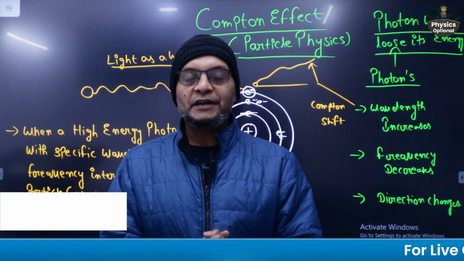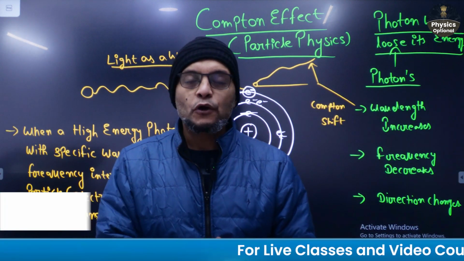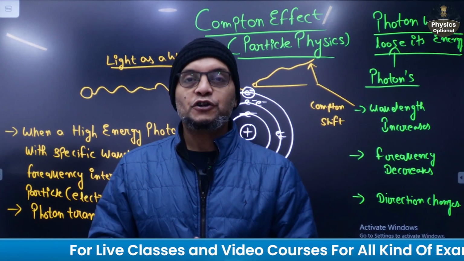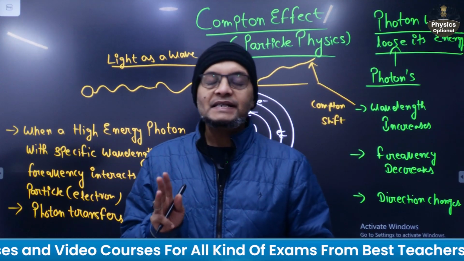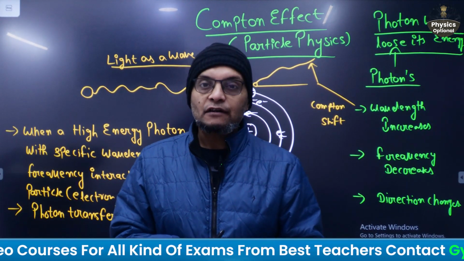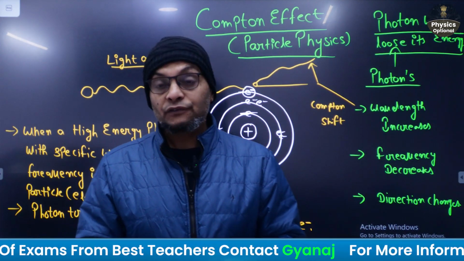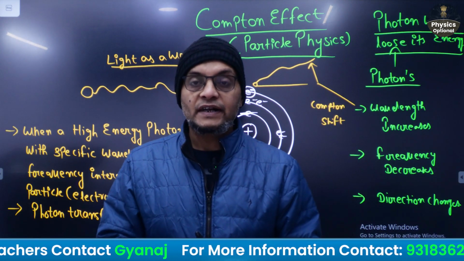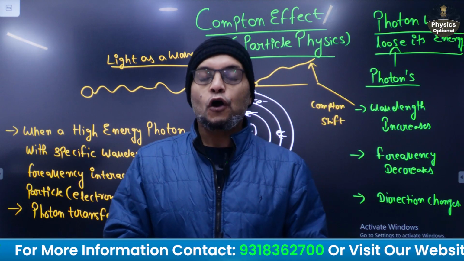Hello everyone, a very good morning. Guys, today we are going to study a very important experiment that demonstrated the particle nature of light, that is the Compton Effect. Now see guys, there are basically three experiments that are very important in establishing the particle nature of light. The first being the photoelectric effect, the Einstein equation of photoelectric effect. Second is the black body radiation experiment, and the third is the Compton effect.